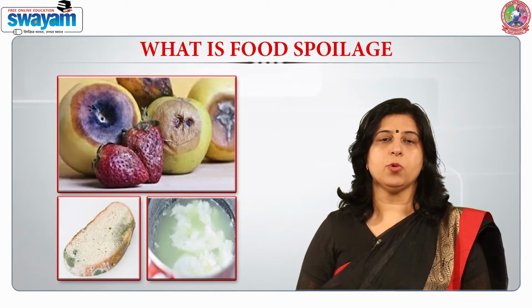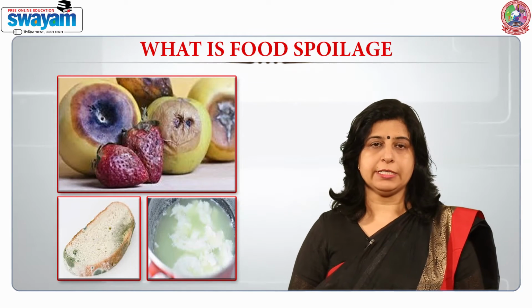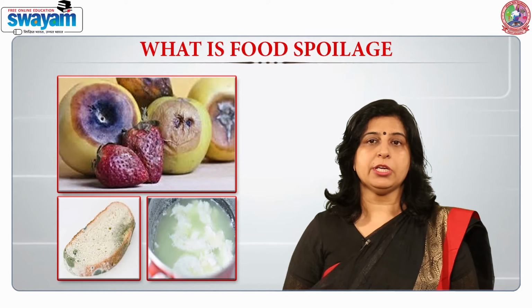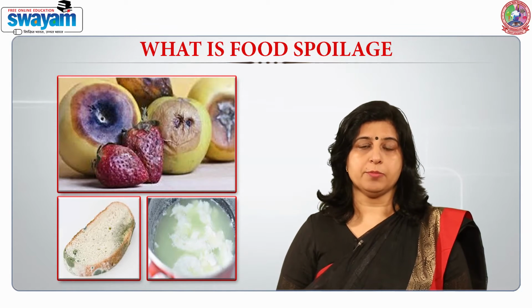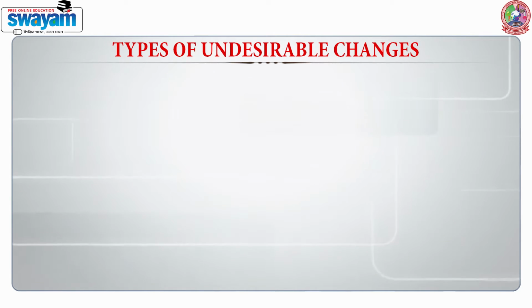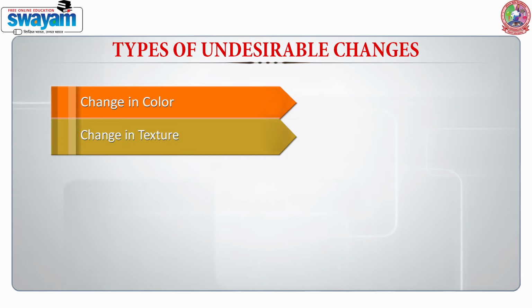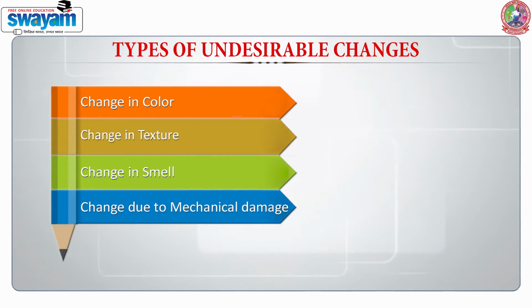So when we start this module, the first question which comes to our mind is, what is food spoilage? It is the undesirable changes which occur in food, making it unfit for consumption. These undesirable changes can be a change in color, texture or smell, and sometimes a change due to mechanical damage.